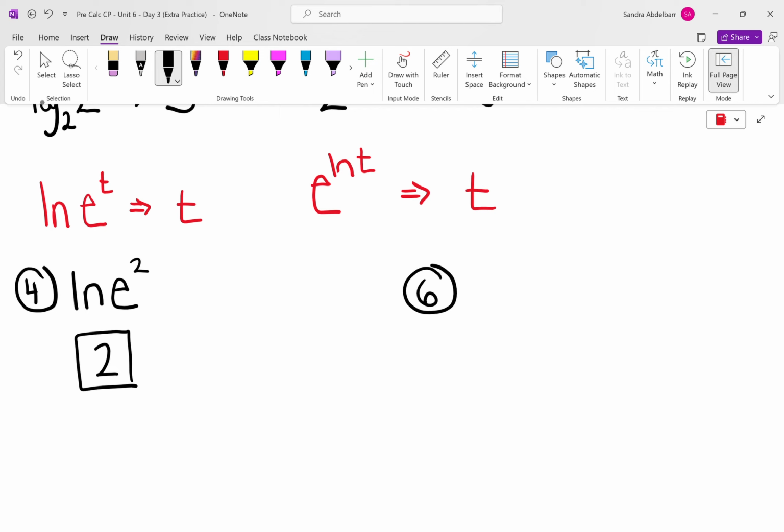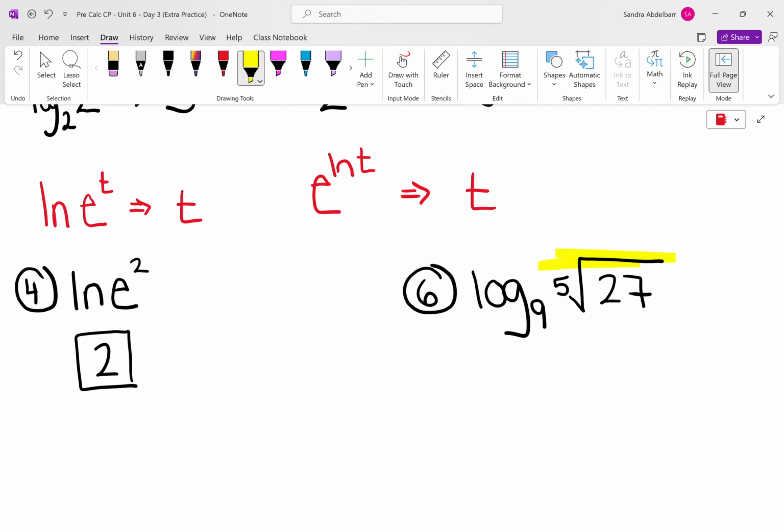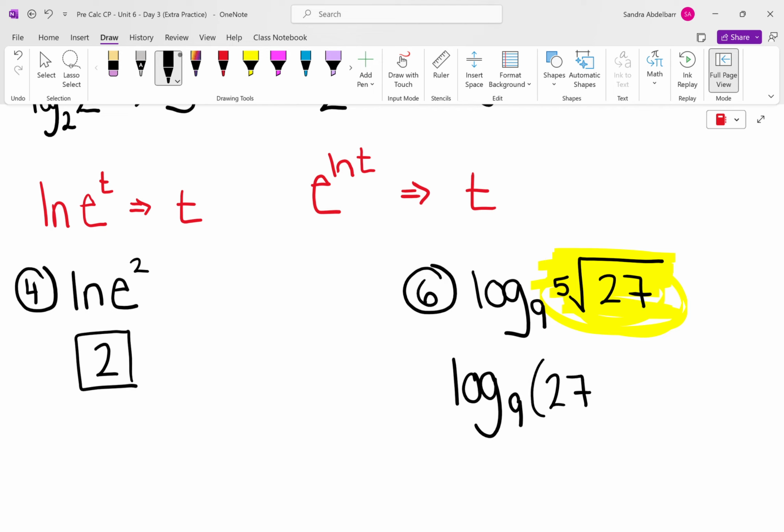All right, number 6 from the worksheet. Log base 9 of the 5th root of 27. Before I do anything, I don't like to deal with radicals. I like to deal with exponentials. So I'm going to change the 5th root of 27 into an exponent. So this is log base 9. How do I write the 5th root of 27 as an exponent? 27 raised to the 1/5.